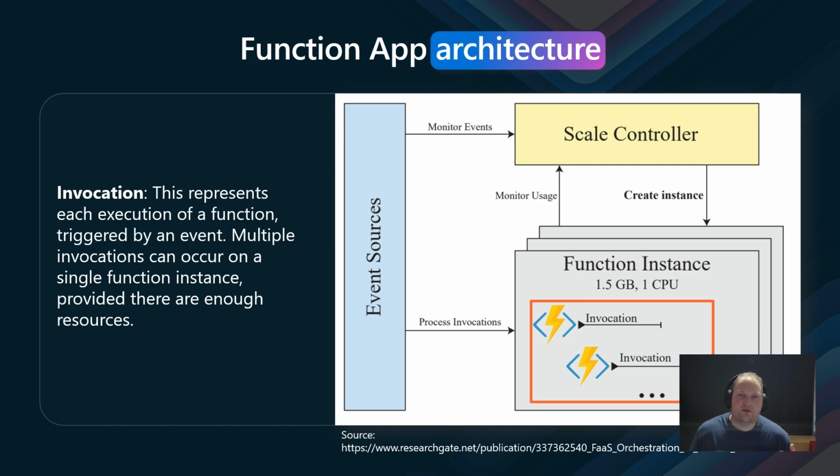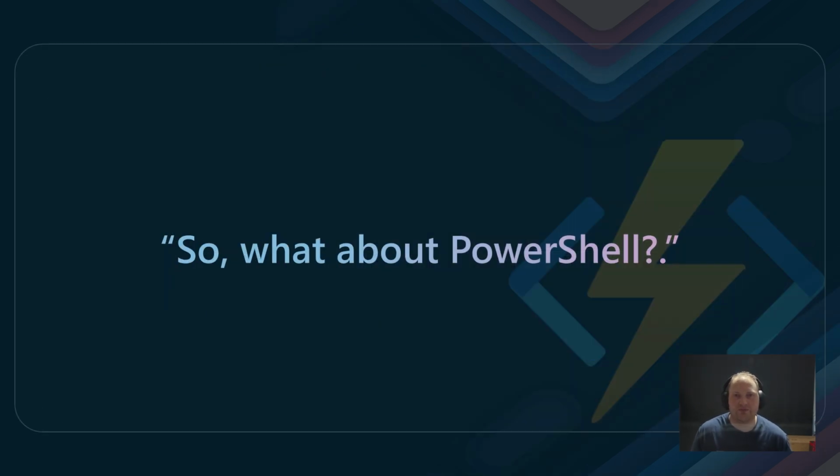Now, let's go into the invocation. This represents each execution of a function, which is triggered by an event. Multiple invocations can occur on a single function instance, provided there are enough resources. Overall, the Azure Functions architecture enables automatic scaling based on the demand, providing a flexible and cost-efficient way to run workloads without the need for constant infrastructure management.